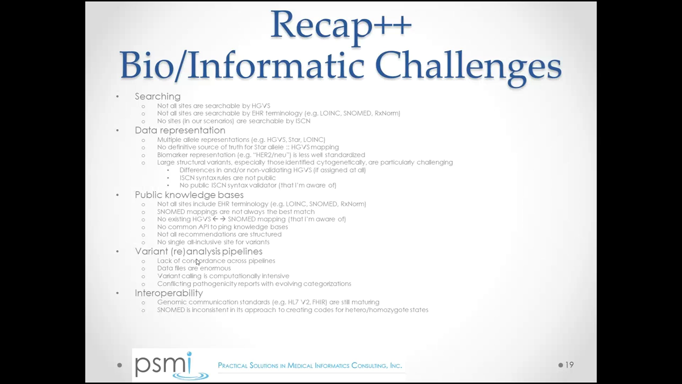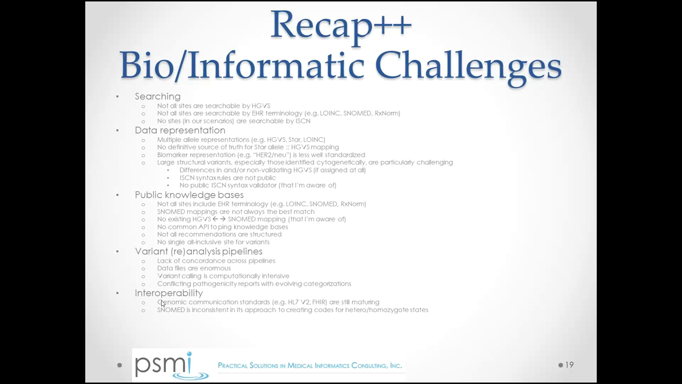So when we look at these pipelines, we see lack of concordance. The data files are enormous. Variant calling is computationally intensive, and we see conflicting pathogenicity reports with evolving categorizations. So not only do they conflict, but they're changing frequently. Which is good on the one hand, because as we amass more and more data, we're getting closer and closer to what's real, what's true. But this is challenging for us, because it means we have to think about a reanalysis pipeline as well as just an analysis pipeline.